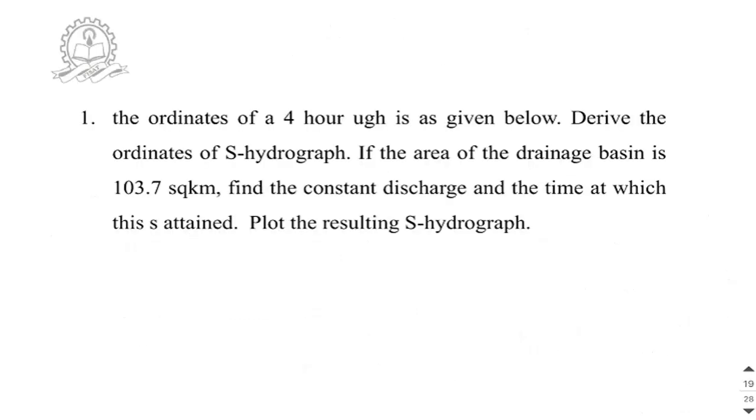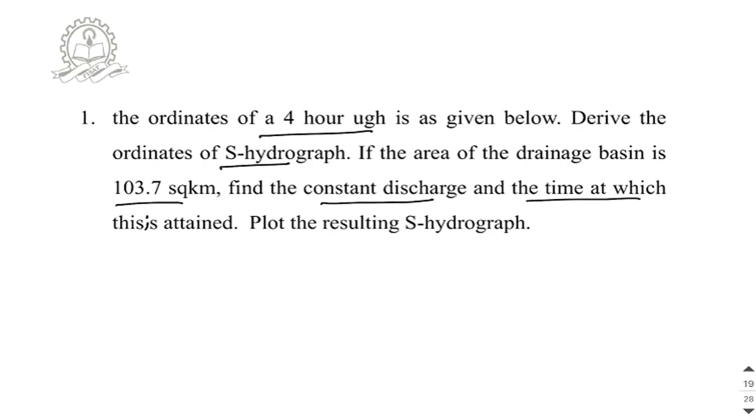Next we will be discussing a problem. The ordinates of a 4-hour unit hydrograph are as given below. Derive the ordinates of the S hydrograph, and if the area of the drainage basin is 103.7 square kilometer, find the constant discharge and the time at which this is attained. Plot the resulting S hydrograph.